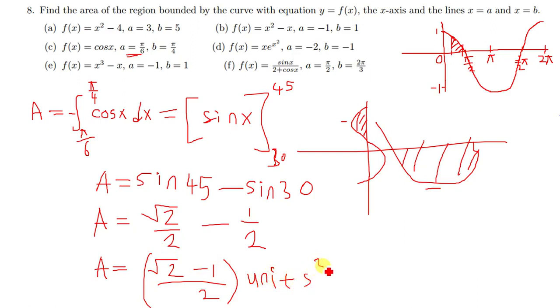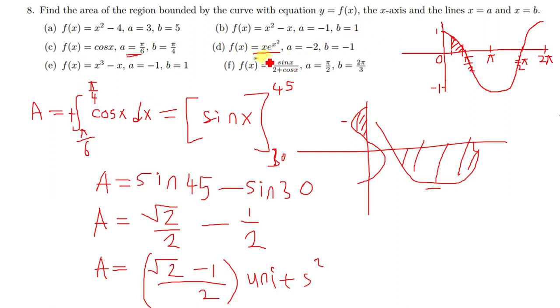So this is how you find it. So in this case, sorry, I was supposed to put a positive since my area is on the positive side. So this is how you find the area. So area is just the integral of a given function through the given limits. So you also do the same to this question here.